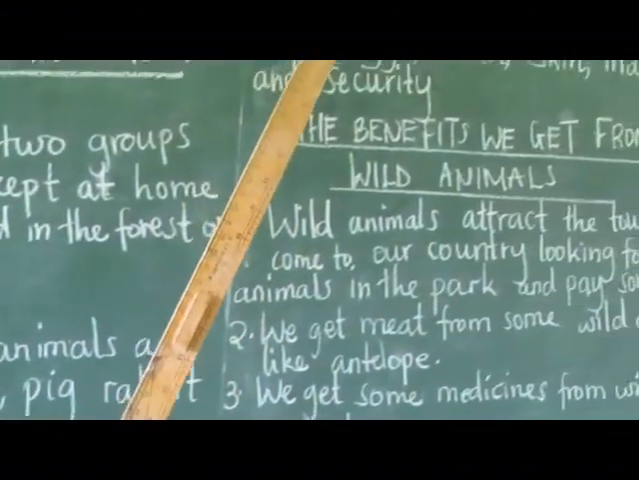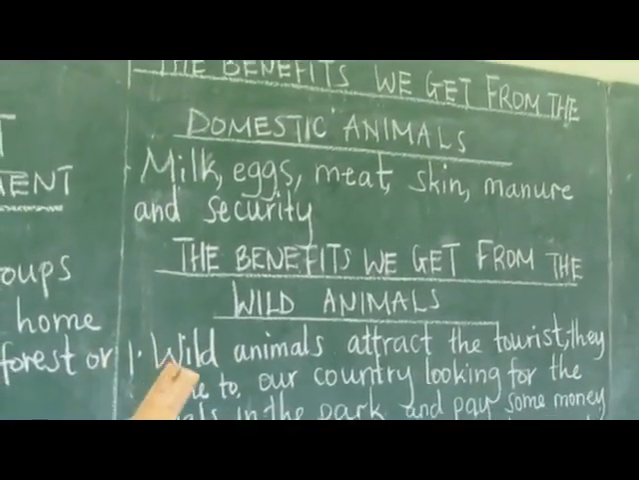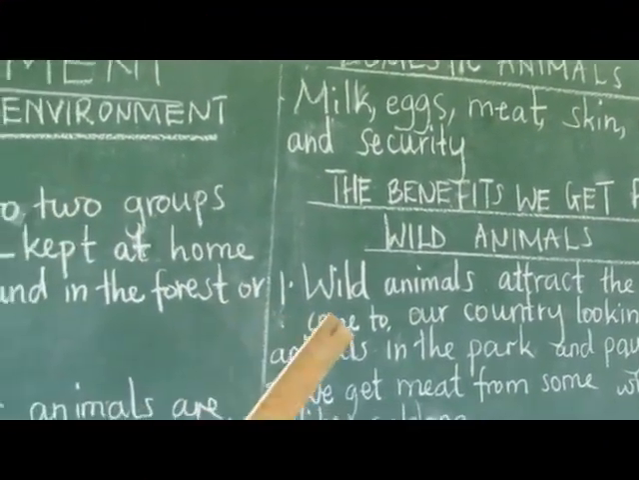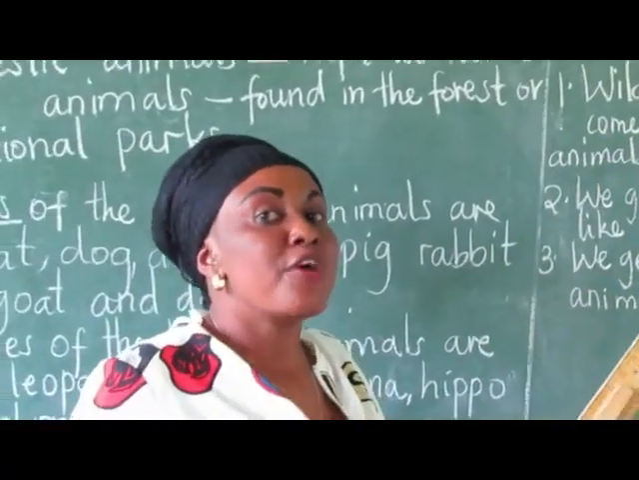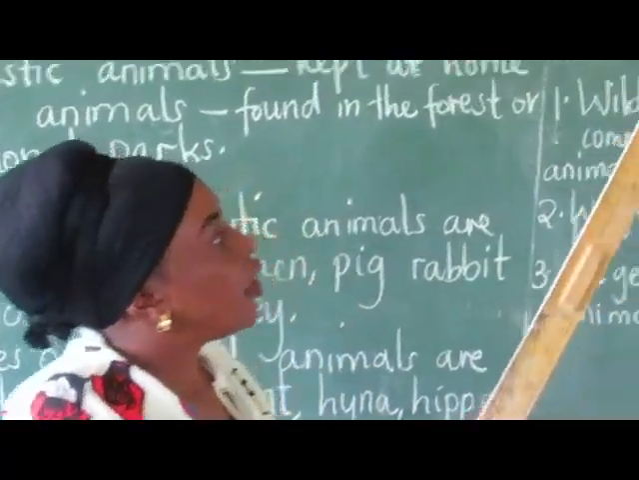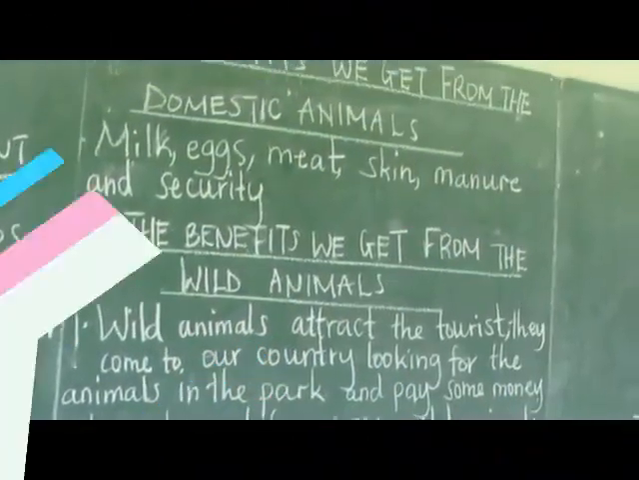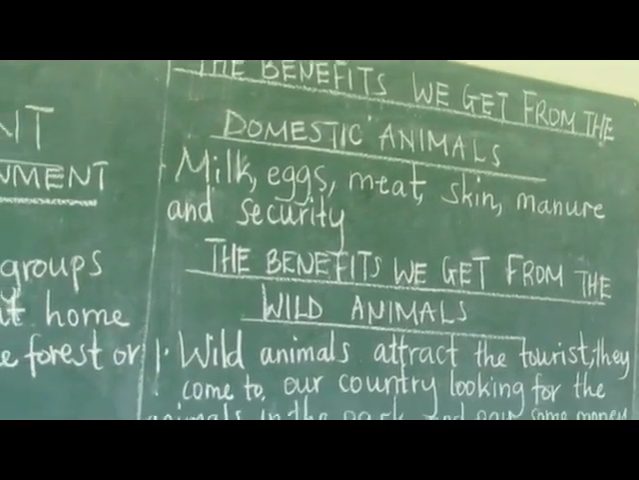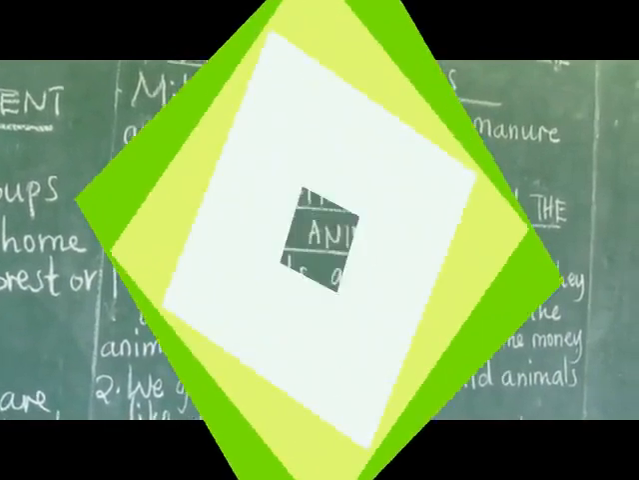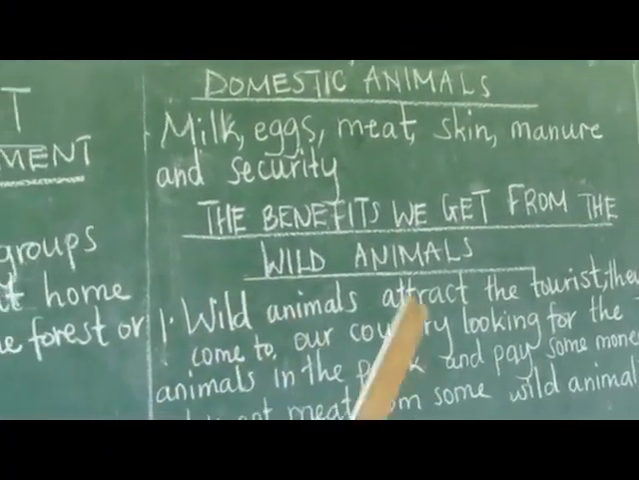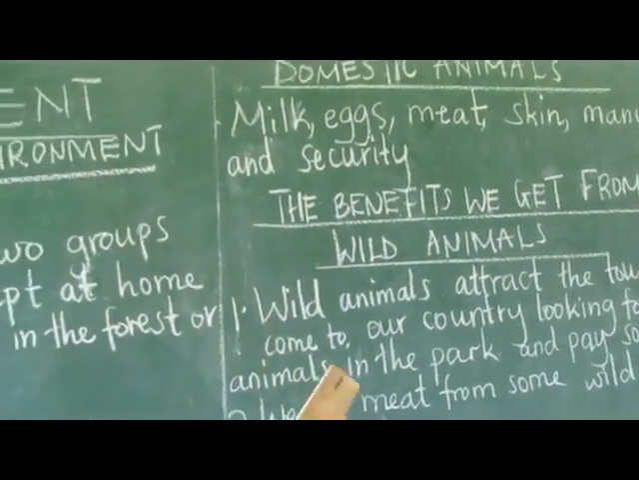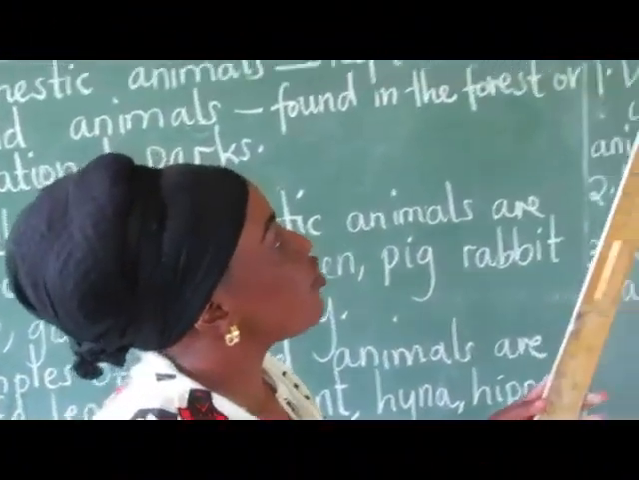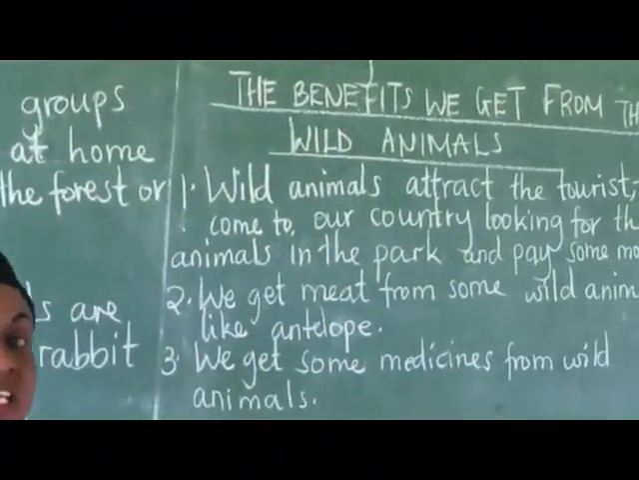Also, we get milk from the cow, from the sheep. Those are the domestic animals which give us milk. We get also eggs from hen, and also from the duck. Also, we can get meat from cows, from pig, from sheep, and the other animals. Also, we get the manure for our farms, like from the cows, from the hen, from the goat, and from the sheep. Those are the benefits we get from domestic animals.